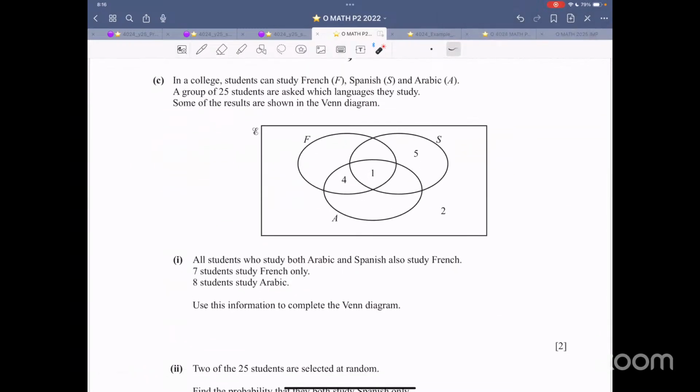In a college, students can study French, Spanish, and Arabic. 25 students are there. All the students who study both Arabic and Spanish also study French. So those who study both Arabic and Spanish also study French. That means they're already part of this. 7 students study French only. So 4 plus 1, we don't know what this is. 8 students study Arabic. So Arabic is 8. Use this information to complete the Venn diagram.